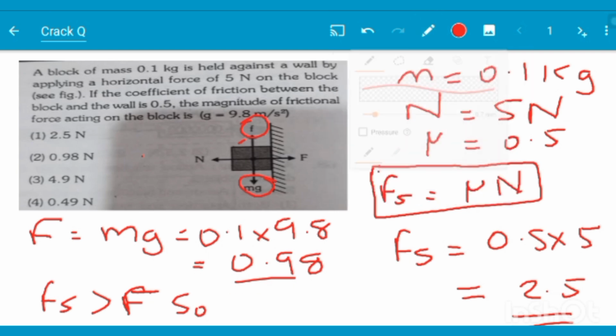So the frictional force is equal to 0.98. I said in the beginning that the static friction keeps changing with the force applied. So the force applied is 0.98, and the friction will become 0.98 Newton. So option number 2 is the answer. Thank you.